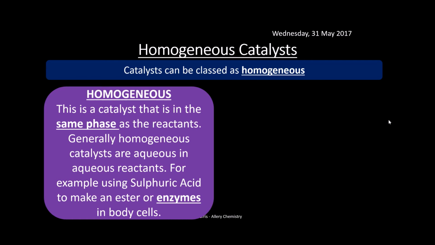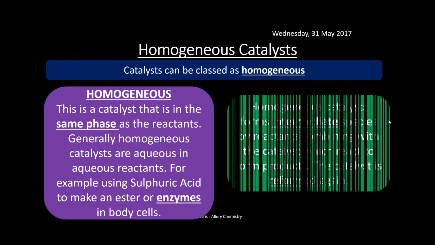So for example, you use sulfuric acid to make an ester. Sulfuric acid is an aqueous solution, and so is your ester. So both of them are in the same phase, so we describe them as homogeneous. Enzymes in body cells are homogeneous as well. Remember, enzymes are biological catalysts, so these allow chemical reactions in your body to occur.